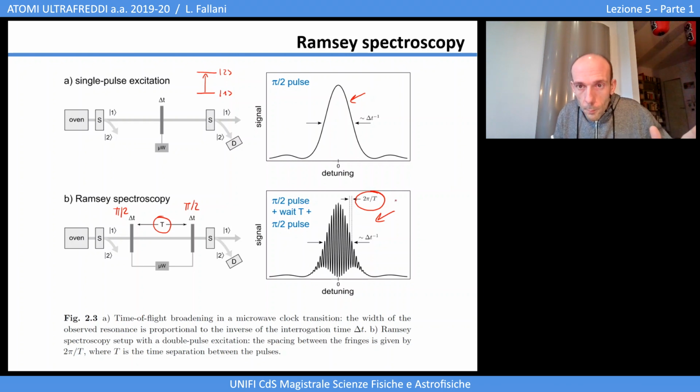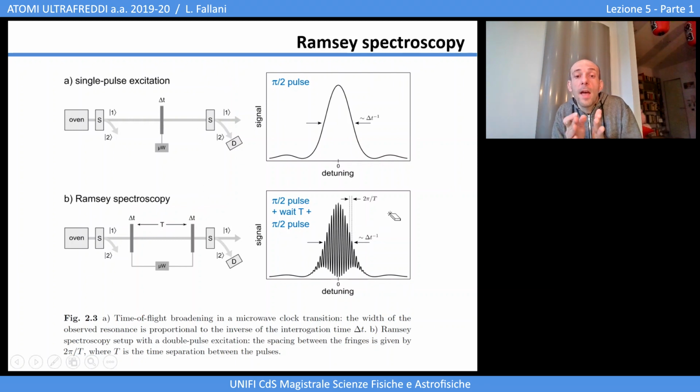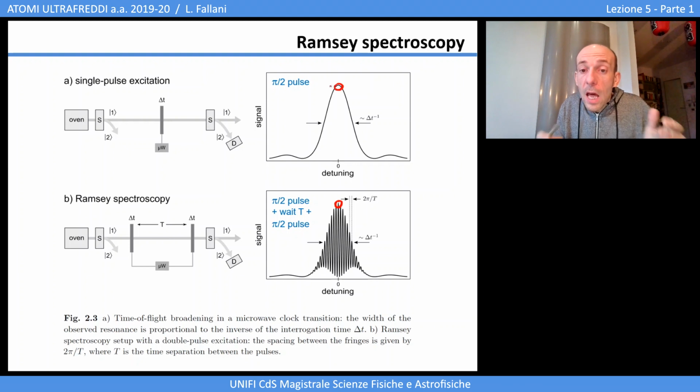We will understand why this happens in a moment, and just let me tell you that, of course, this Ramsey scheme has been very successful because if you have these fringes, it is much easier to identify the center of resonance, because this spectrum is much narrower, so these features are sharper, and so it's easier to detect the resonance center. So for spectroscopy, this is a very good technique.